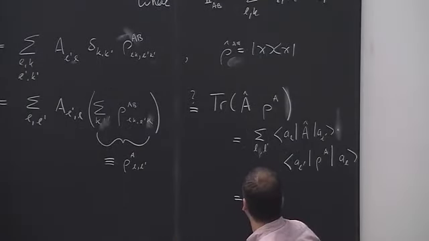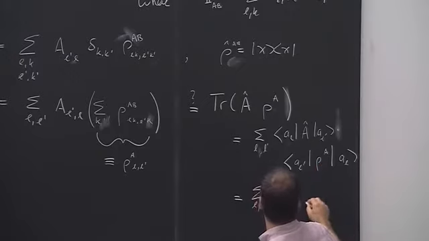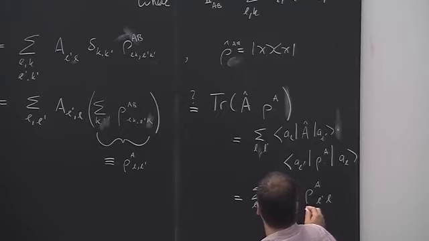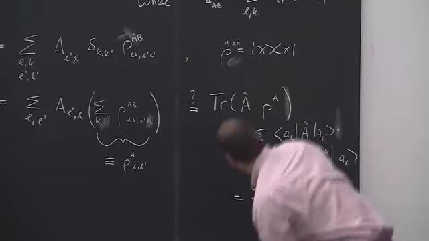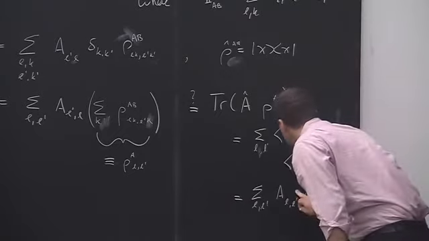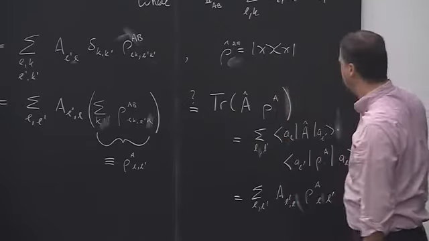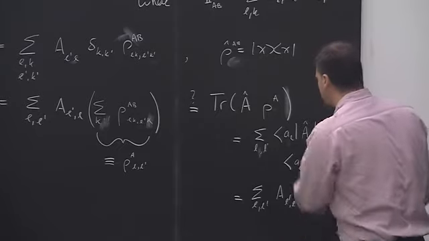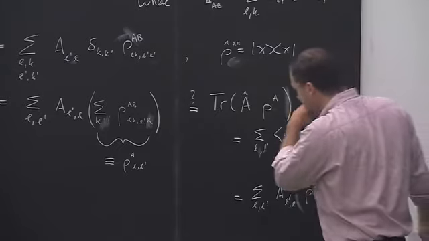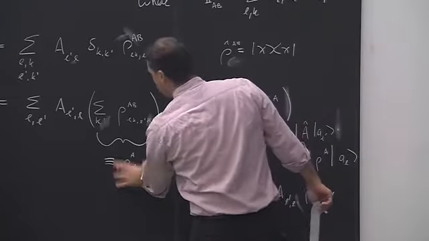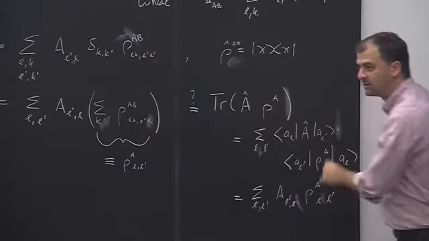We have a sum over L, L prime, the matrix elements of A, A_{L,L'}, and the matrix elements of rho A, L prime, L, and that bothers me. Ah, they're dummy indices, perfect. All right, so we can just swap the meaning of these two. So we'll just do that. Good. Okay, so we've seen now that if we define rho A in this way, we recover what we wanted.